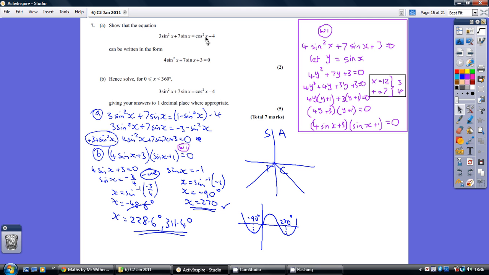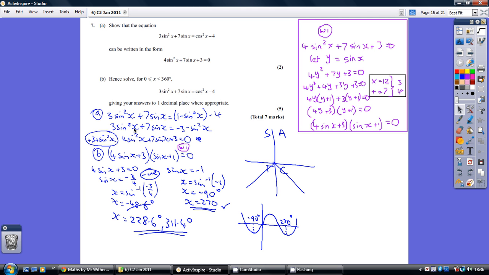Now what do we know? We know sine squared x plus cos squared x equals 1, and rearranging that, 1 minus sine squared x is the same as cos squared x. So we just substitute this in place of this. So on our right hand side we've got 1 minus 4, which is minus 3, and a minus sine squared x.